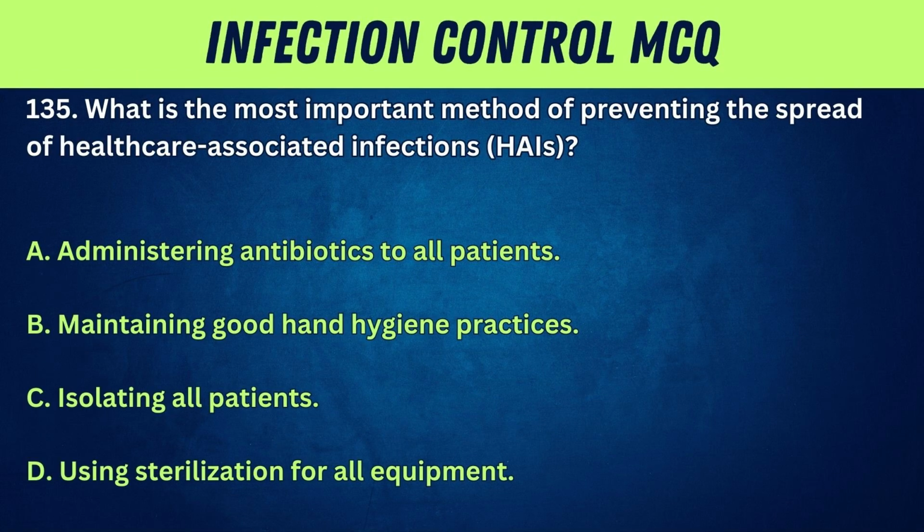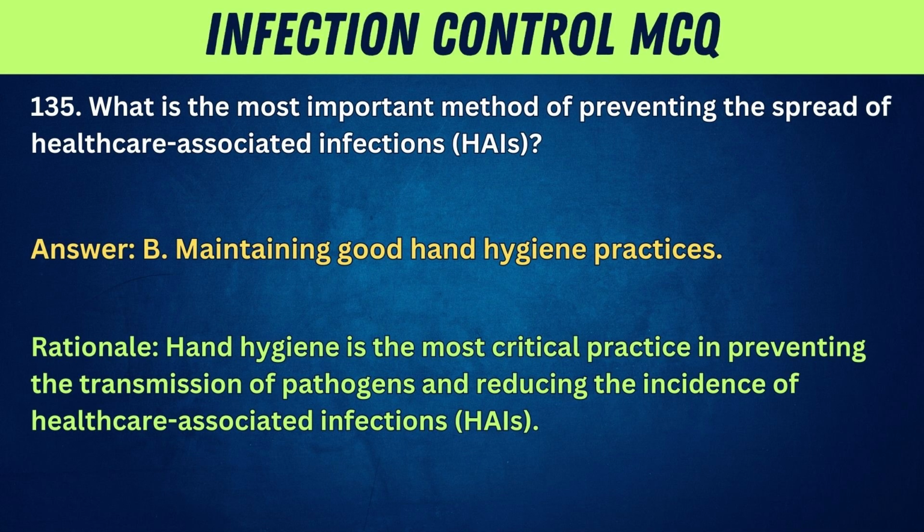precautions. 135. What is the most important method of preventing the spread of healthcare-associated infections, HAIs? A. Administering antibiotics to all patients. B. Maintaining good hand hygiene practices. C. Isolating all patients. D. Using sterilization for all equipment. Answer: B. Maintaining good hand hygiene practices.